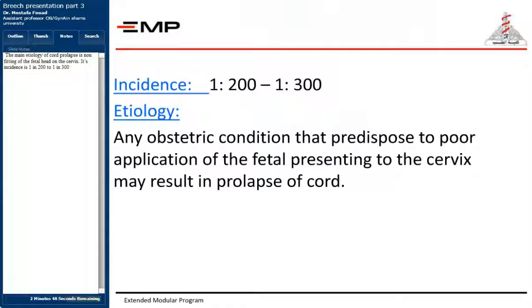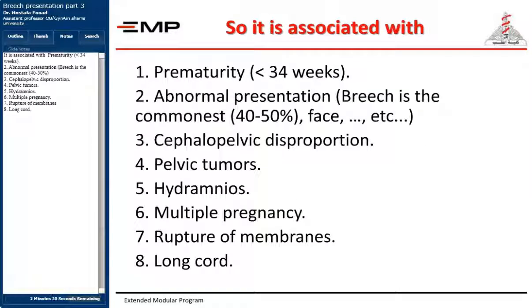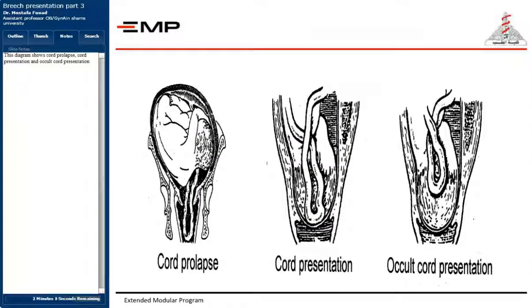The main etiology of cord prolapse is non-fitting of the fetal head on the cervix. Its incidence is 1 in 200 to 1 in 300. It is associated with: 1. Prematurity, less than 34 weeks. 2. Abnormal presentation, breech is the commonest, 40 to 50%. 3. Cephalopelvic disproportion. 4. Pelvic tumors. 5. Hydramnios. 6. Multiple pregnancy. 7. Rupture of membranes. 8. Long cord. This diagram shows cord prolapse, cord presentation, and occult cord presentation.